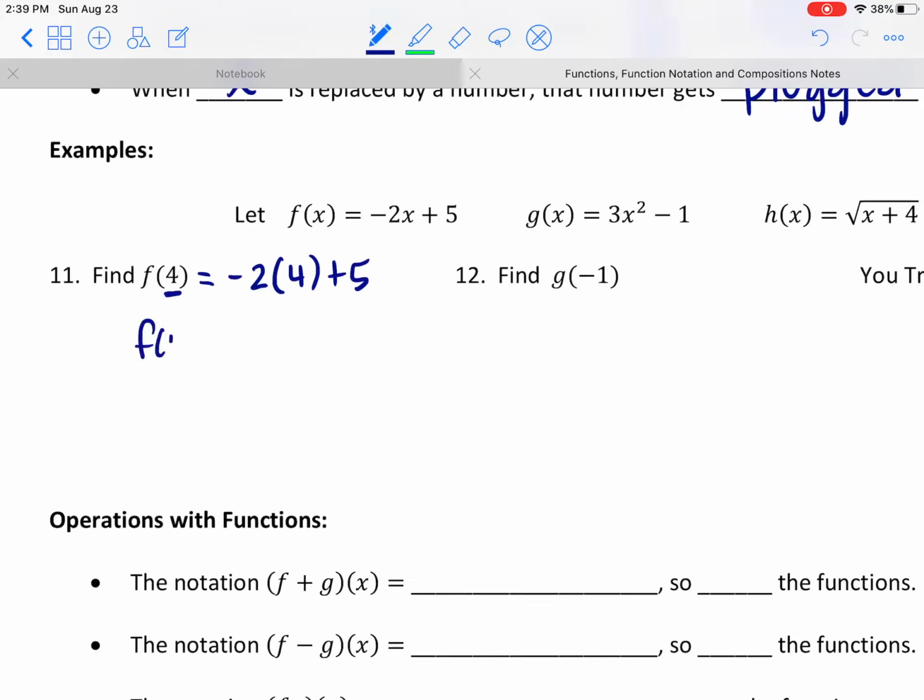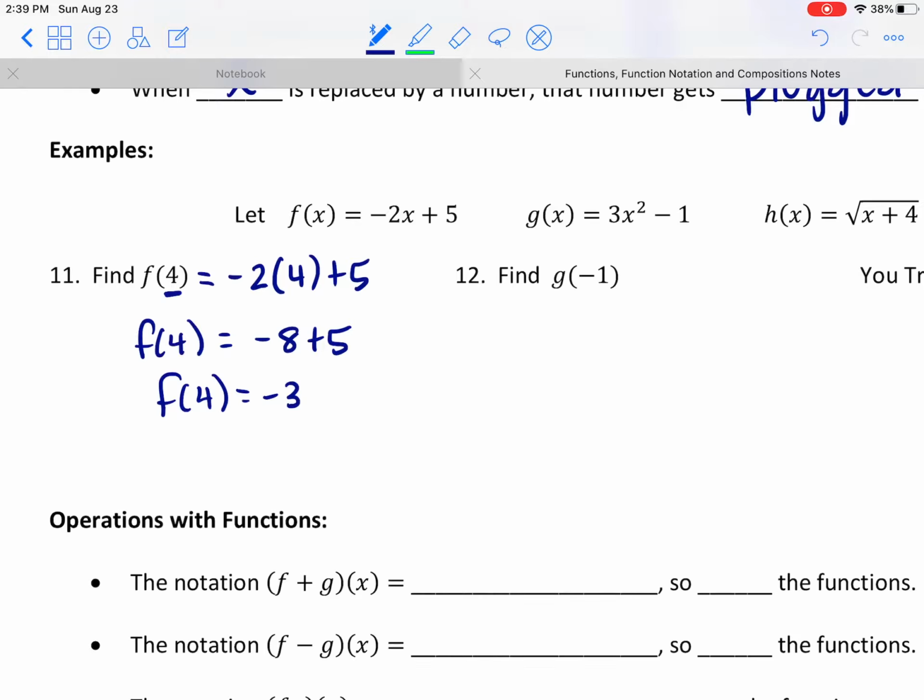So we have f of 4 equal to, and if you really wanted to just put that in the calculator, you could, but hopefully this is math you can handle. Negative 2 times 4 is negative 8. And then negative 8 plus 5 is negative 3. So we end up with f of 4 equal to negative 3. So that would be the final answer.